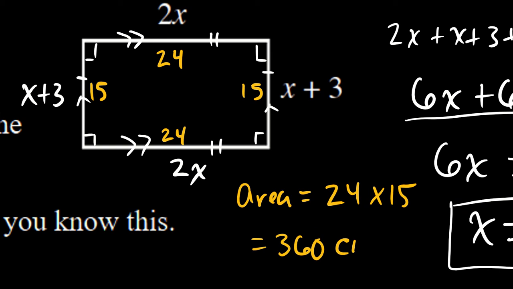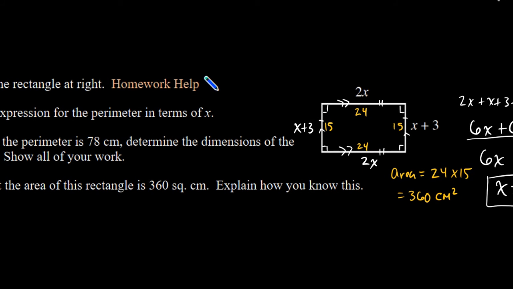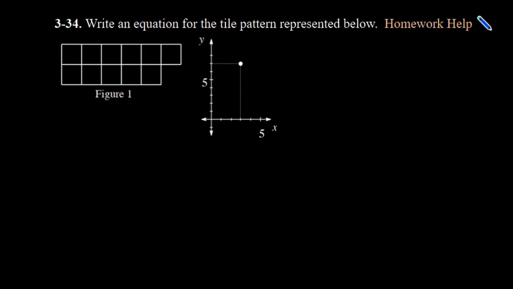360 square centimeters. Lots of tiny little square centimeters form the area of that thing. And I know that because I know the area of a rectangle is the product of length times width. And we were told this is a rectangle. It's beautiful. It's good. All right, moving on, 34.